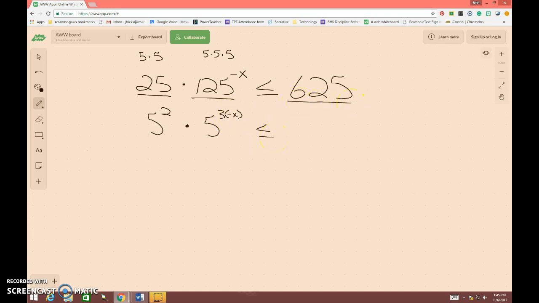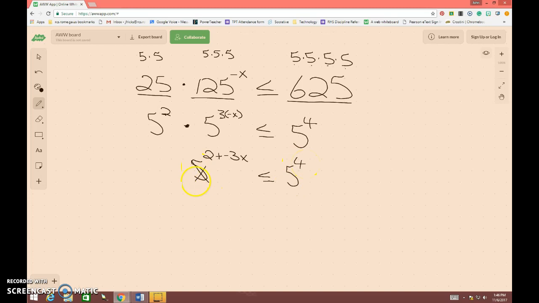Now 625 is going to be 5 times 5 times 5 times 5, because 5 times 5 is 25, 25 times 5 is 125, 125 times 5 is 625. So in this one, we've got 5 to the 4th power. Now, with the multiplication, this is a little bit different from the subtraction. With multiplication, we have to add the exponents. So when we add our exponents, that's 2 plus 3 times negative x, which is negative 3x. So that's going to be 2 plus negative 3x, and then we're going to have less than or equal to 5 to the 4th power.